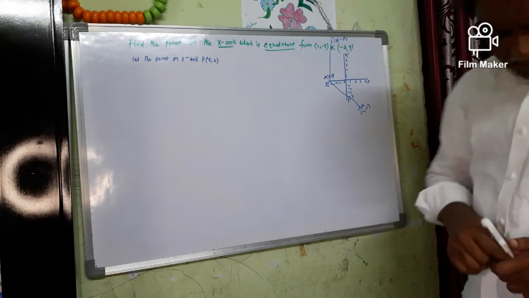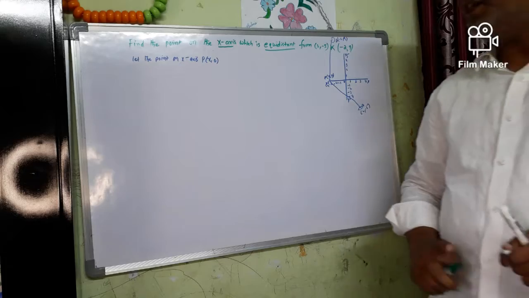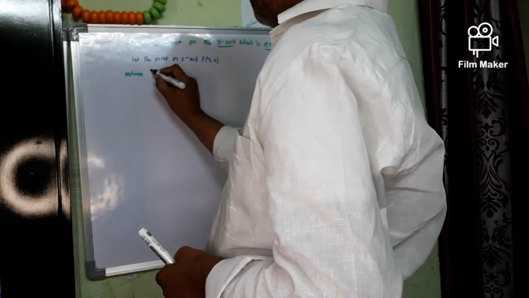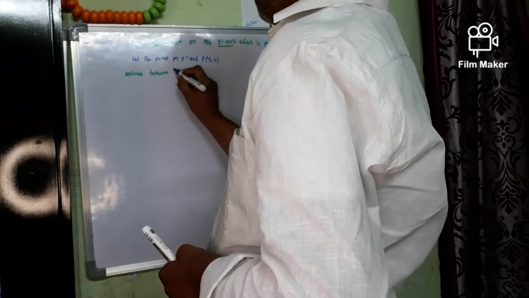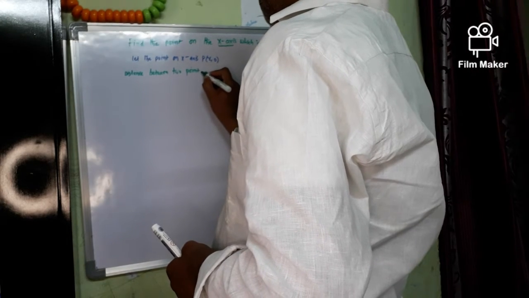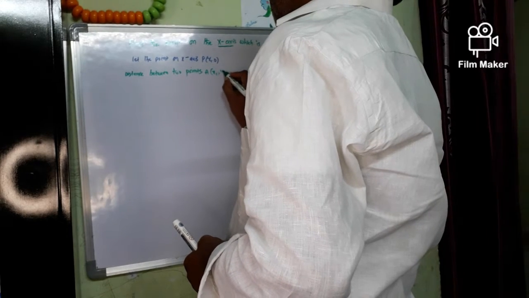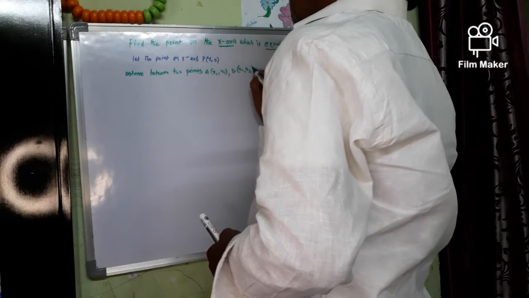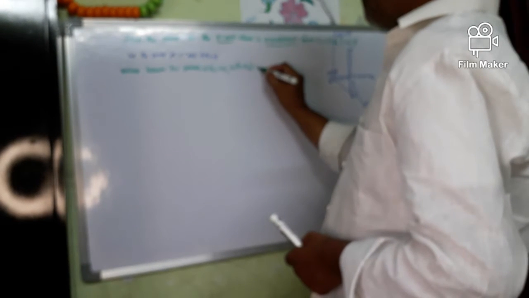So we know the formula for finding the distance between two points. For two points A (x1, y1) and B (x2, y2), AB is equal to the square root of (x2 minus x1) whole square plus (y2 minus y1) whole square. This is the formula.